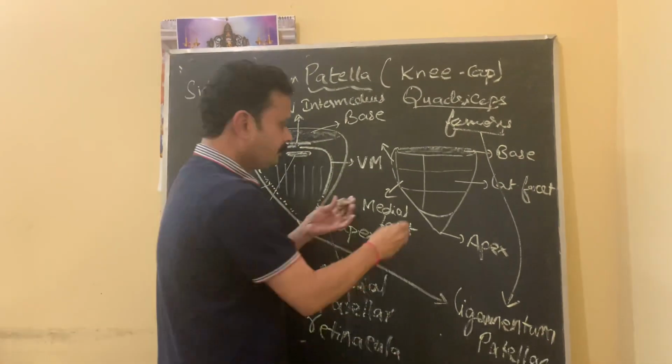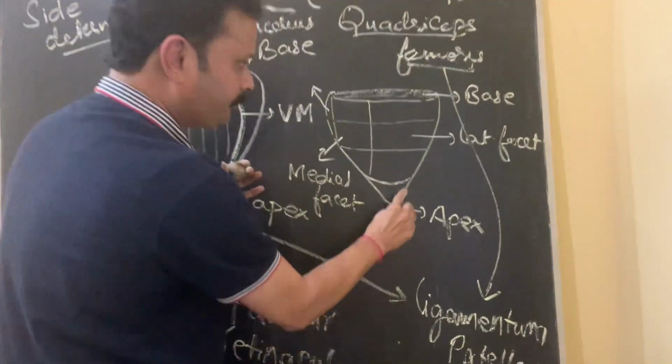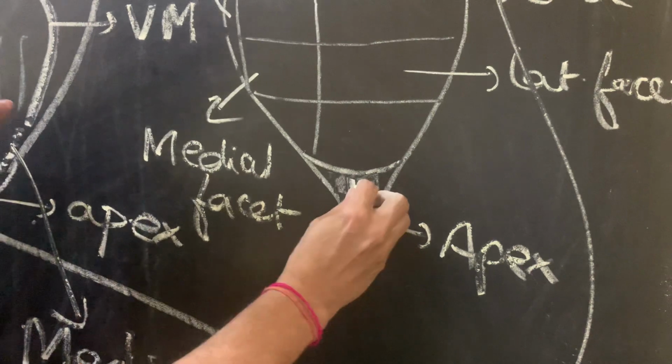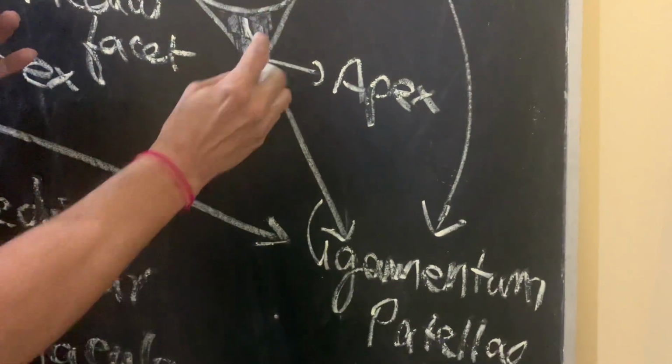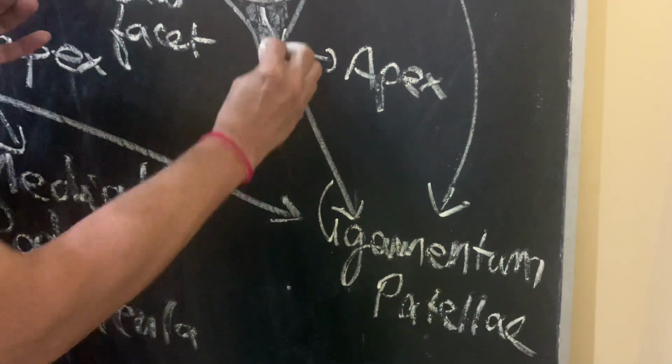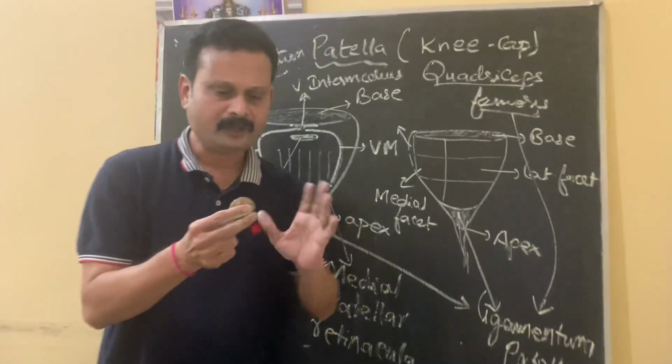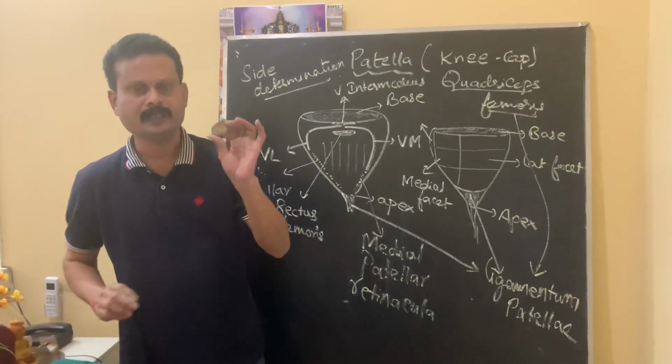Okay, and this lower portion, this one is the apex, which gives attachment to the ligamentum patellae, and through this ligamentum patellae it is finally inserted into the tibial tuberosity. This is in brief about the small bone called the patella.